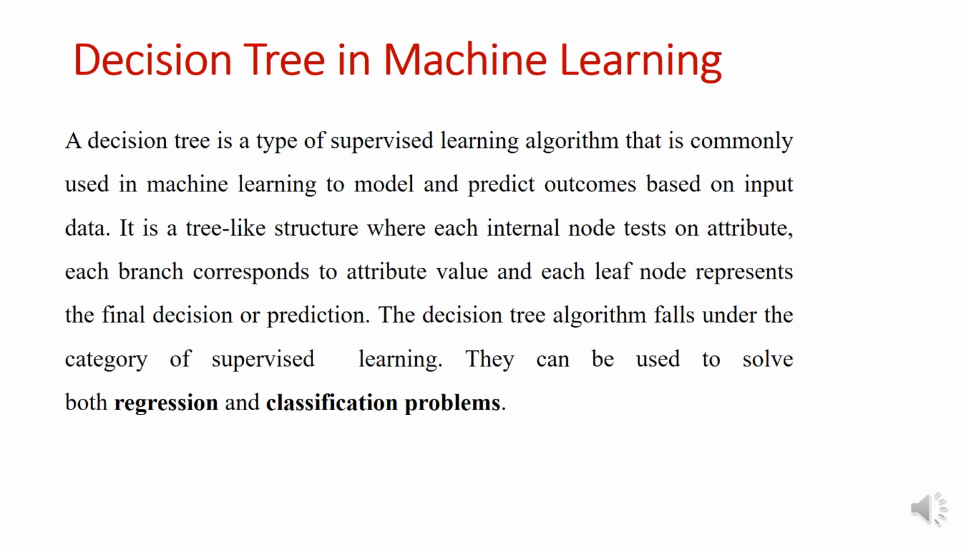It is a tree-like structure where each internal node tests an attribute, each branch corresponds to the attribute value, and each leaf node represents the final decision or the prediction. The decision tree algorithm falls under the category of supervised learning. They can be used to solve both regression and classification problems. This chapter mainly provides a keen insight into how to construct a decision tree and infer knowledge from the tree. Here we are going to discuss different kinds of decision tree models.